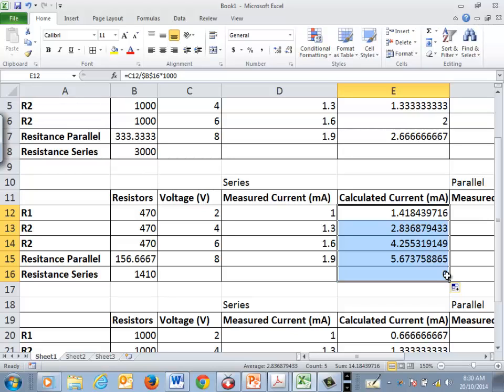Now, considering it's a prac write-up, we need to have a very short aim. What was the aim of the prac? Yeah, we're basically proving those resistance laws, weren't we? We're proving the resistance laws by comparing the measured current with the calculated current. That's what we're trying to do. You should have a hypothesis, which is an educated guess. You need to go through your experimental setup, the steps of what you did.